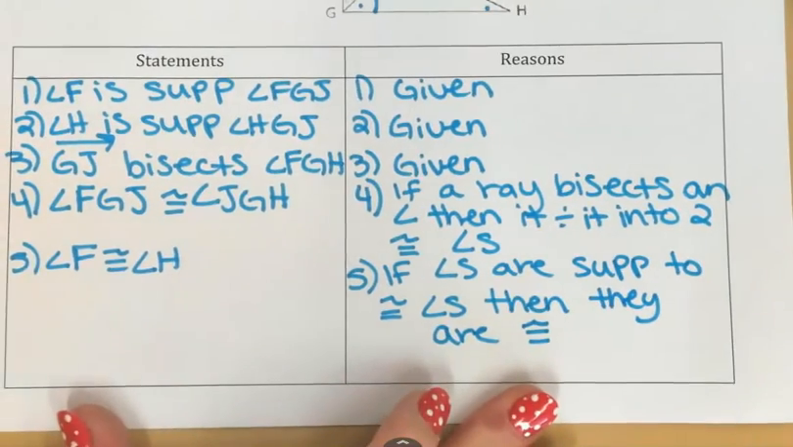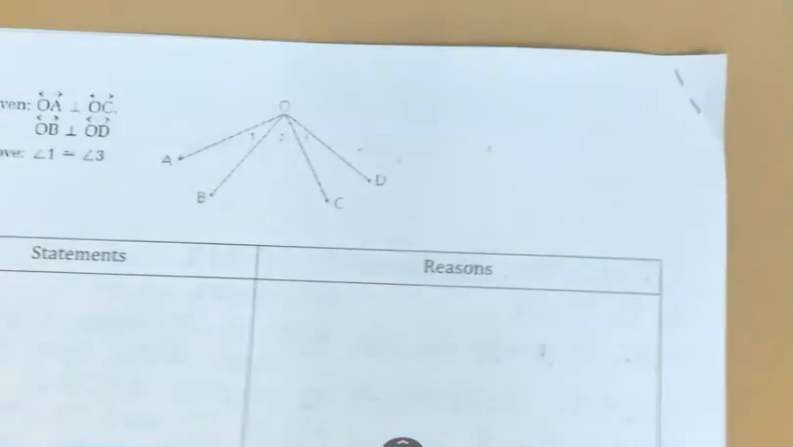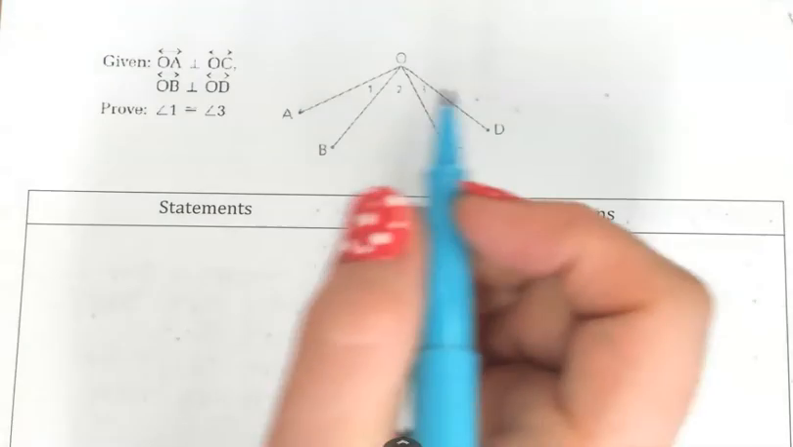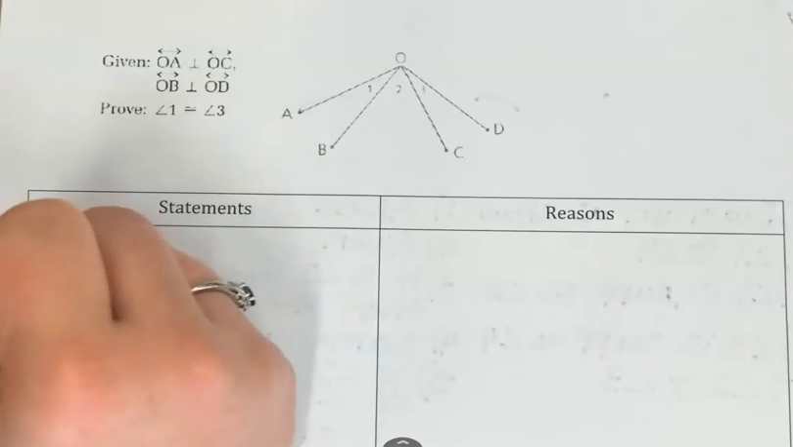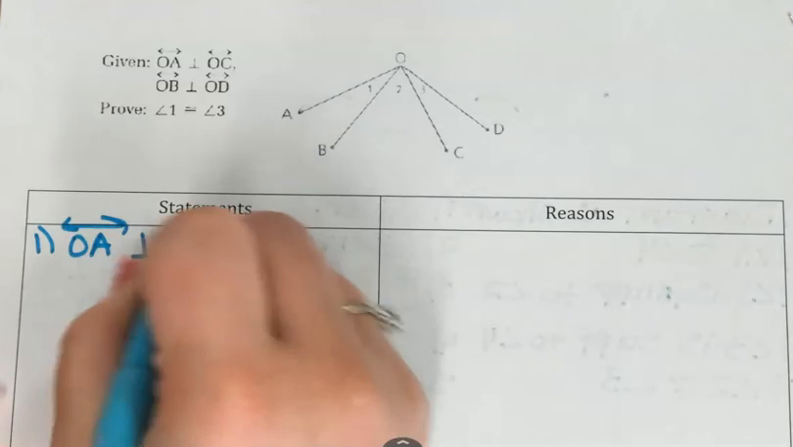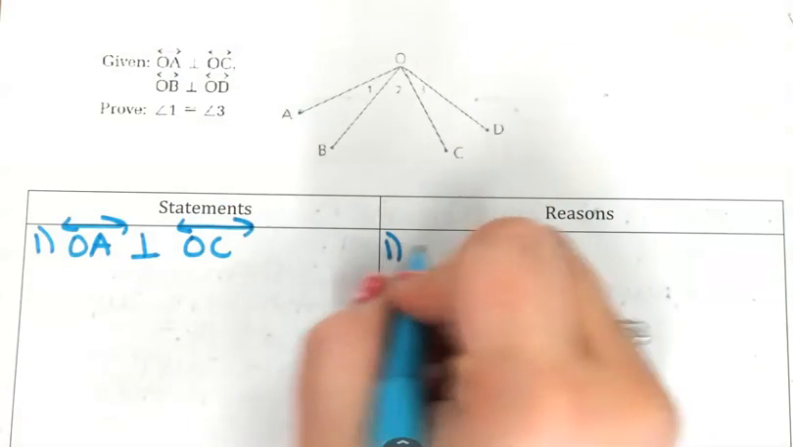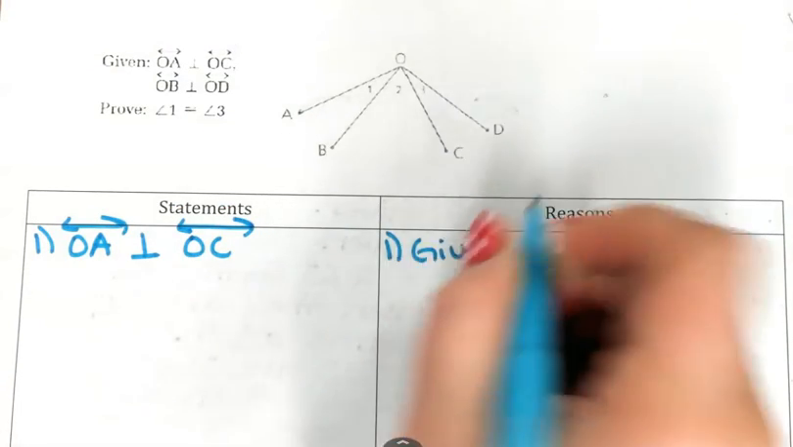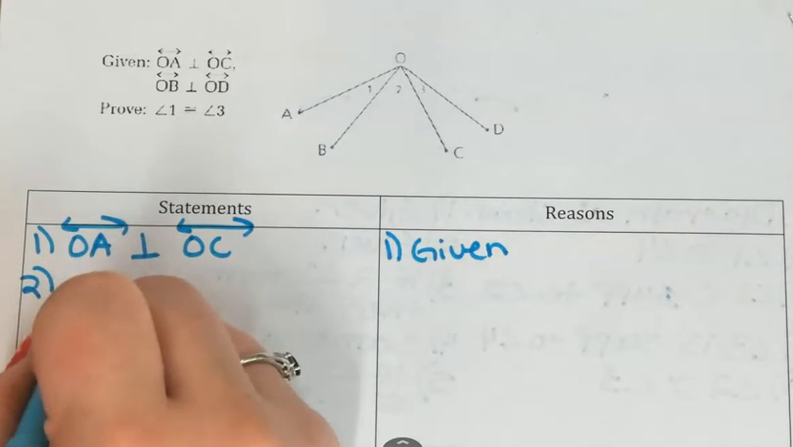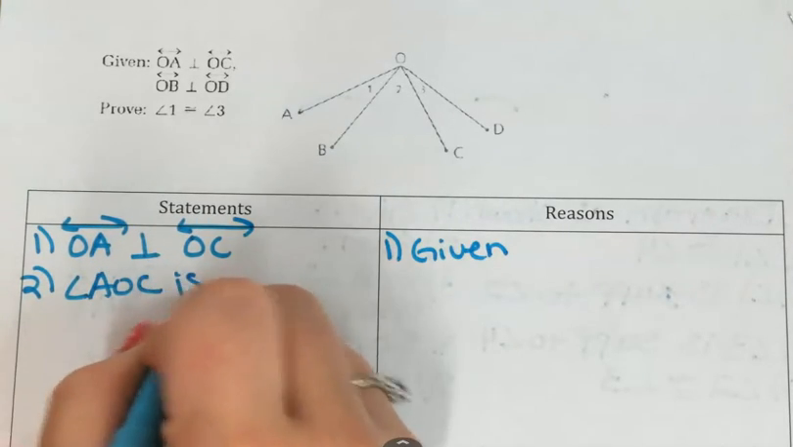And there is that last statement. Pause if you need to take more time to write it, but the video only gives me 15 minutes to record. So on to the next one. Again, I am going to get started listing my given information. I've got that line OA is perpendicular to line OC. Now, what does that tell me? If OA is perpendicular to OC, that means I'm going to have a right angle at angle AOC.